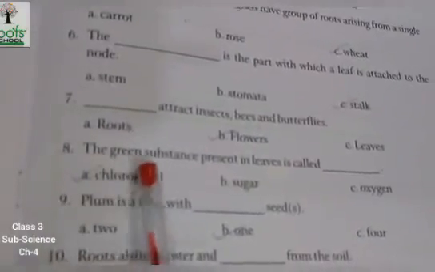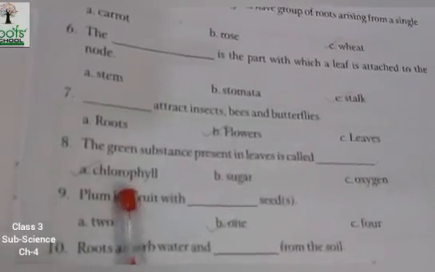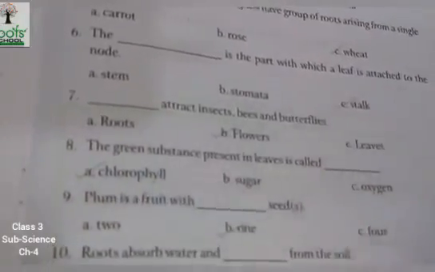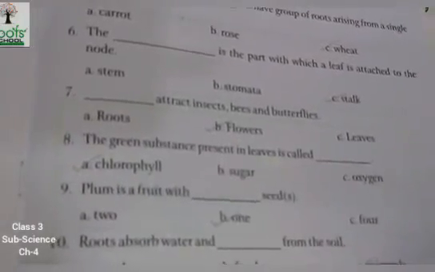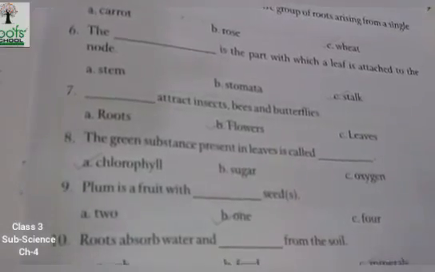Eighth one, the green substance present in leaves is called chlorophyll. Yes, the green substance present in leaf is called chlorophyll, because of which it is green in color.